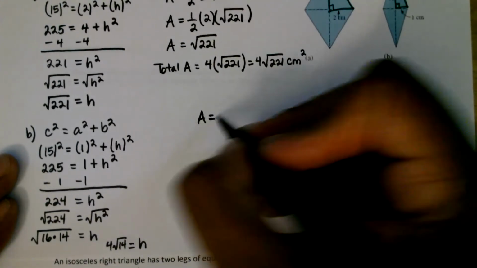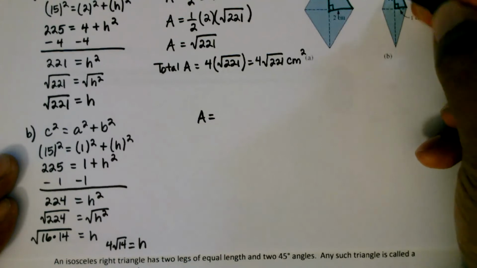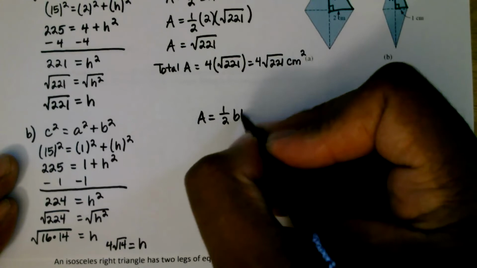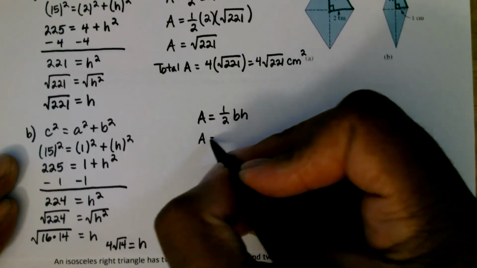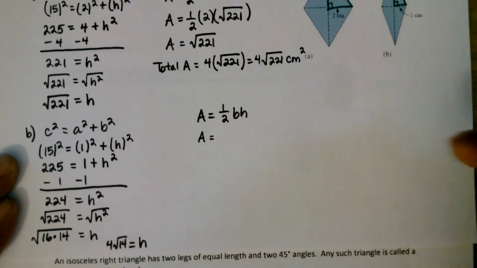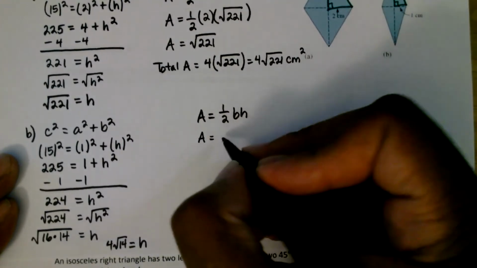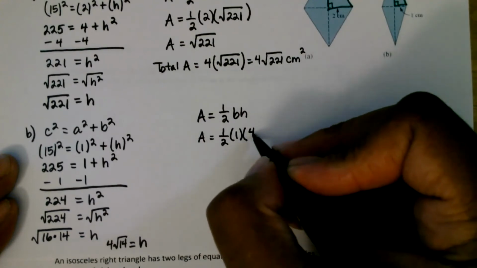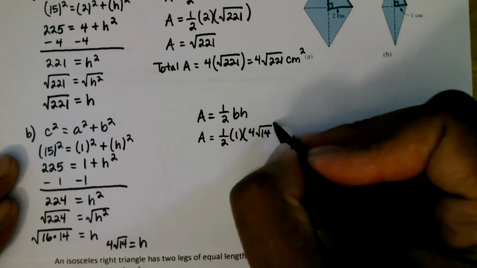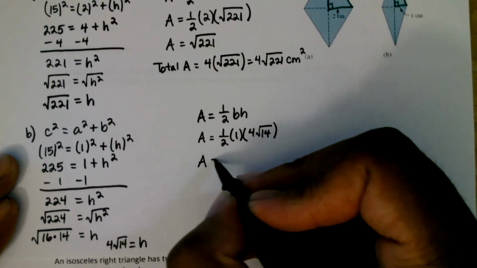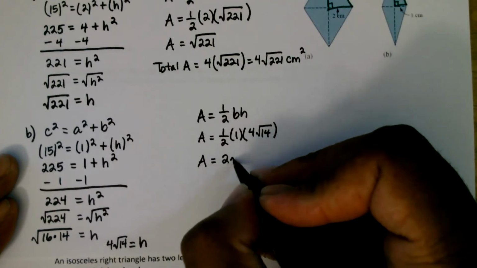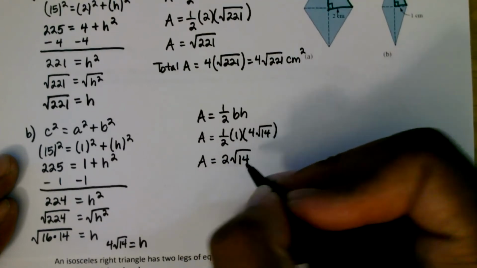Okay, so now I have a triangle. Let's find the area of one of these triangles. Using this formula, A is equal to 1/2 the base times the height. Well, here the base is 1 centimeter. So it'd be 1/2 of 1 times h, which is 4 square roots of 14. Let's see, 1/2 of 1 is 1/2. Half of 14 is 2. So it'd be 2 square roots of 14.